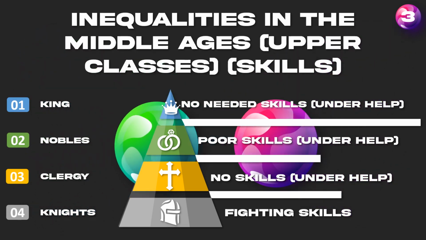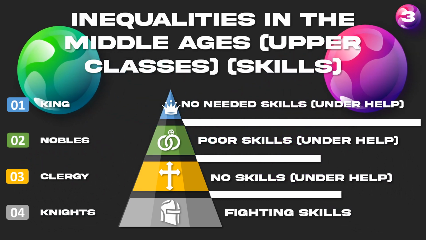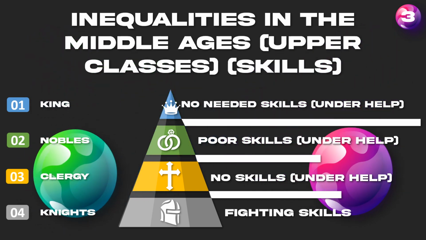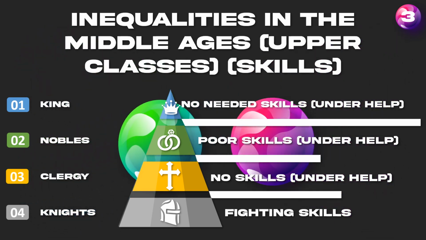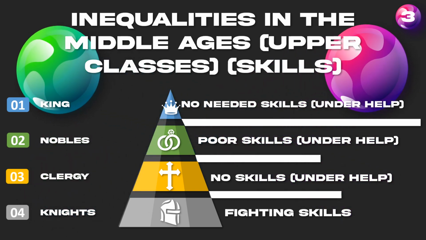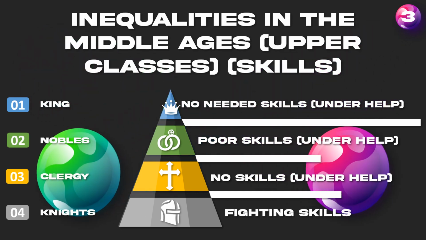After the inequalities in Middle Ages knowledge, we are passing to inequalities in skills. So kings and nobles don't have any skills because they are assisted in everyday tasks. Clergy don't need any skills, and knights have fighting skills.